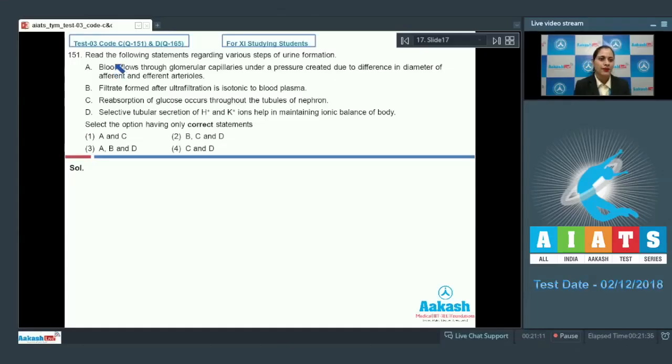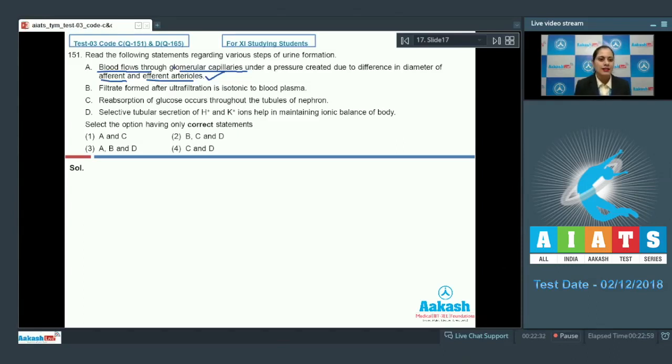Question number 151. Read the following statements regarding various steps of urine formation. The very first statement is, blood flows through glomerular capillaries under a pressure created due to difference in diameter of afferent and efferent arterioles. This is a correct statement because it is the difference in the diameter of these arterioles which will create the difference in the pressure in them, because of which the blood flows through glomerular capillaries. The diameter of afferent is larger than the diameter of efferent arterioles.